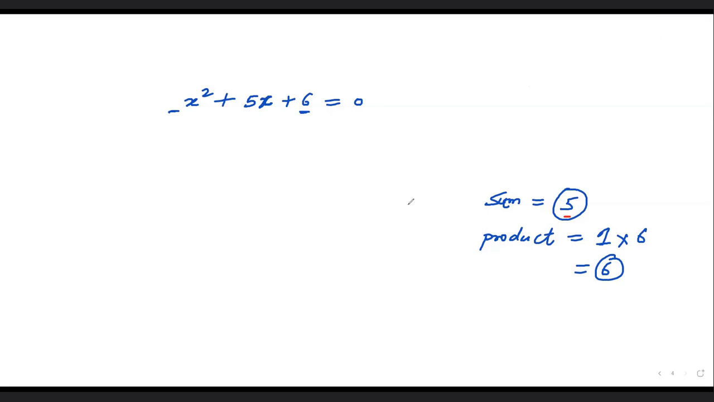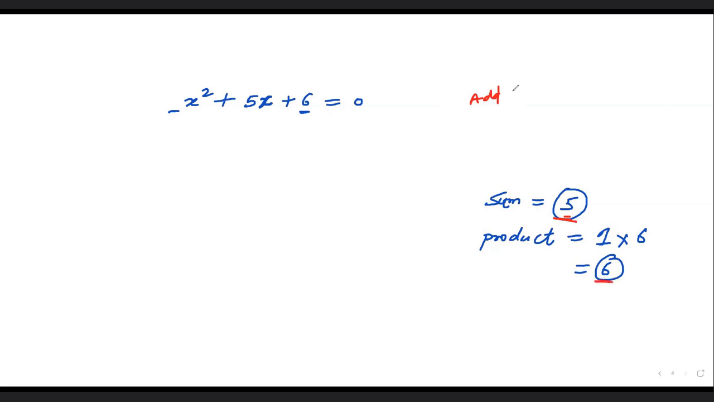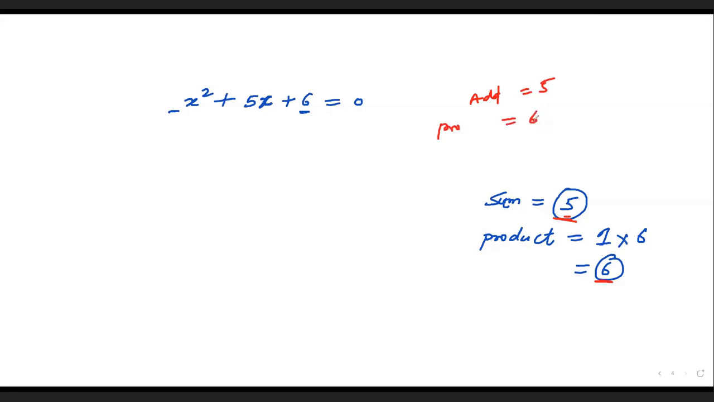Wait, can you repeat the question? Yeah. I said there are two numbers. Think about those two numbers. If you add those two numbers, the sum would be 5. If you multiply those two numbers, your product would be 6. Adding will give you 5 and product will give you 6. Do we have any of those two numbers?